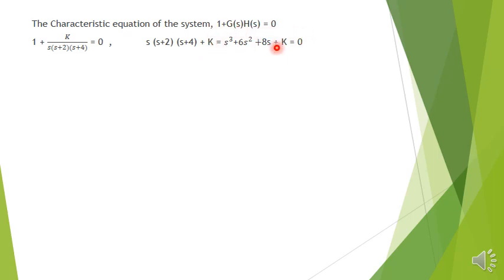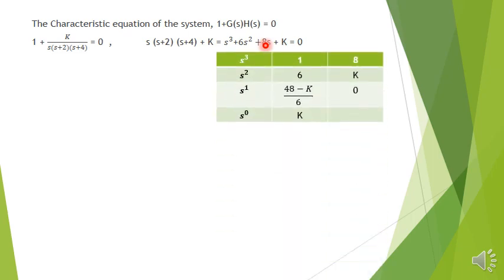To find the intersection with the imaginary axis, we need to apply the Routh-Hurwitz criteria, so we need to write the Routh table. s cube is the highest order, with coefficients 1 and 8. Then the s square coefficients are 6 and K. For s to the power 1, I will get (6 into 8 minus K) divided by 6, which is 48 minus K divided by 6, and 0, and here I will get K.